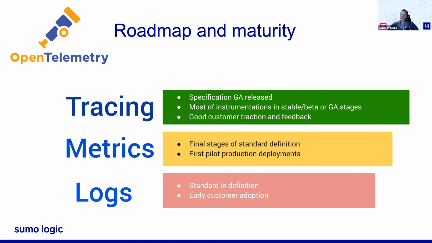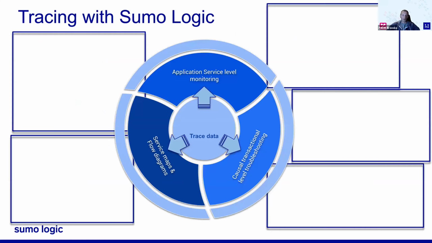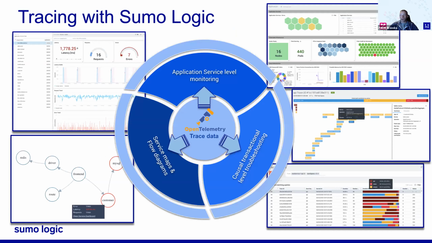So why do we need trace data at all in Sumo Logic or any other observability platform? There are really three main areas of outcomes. First of all, you want to realize application service level monitoring. You want to understand how your application infrastructure is performing, what their health is. Are there any errors? What are the latencies? Are there any slowdowns? How does it map to the infrastructure? You need to understand the dependencies between different application components.